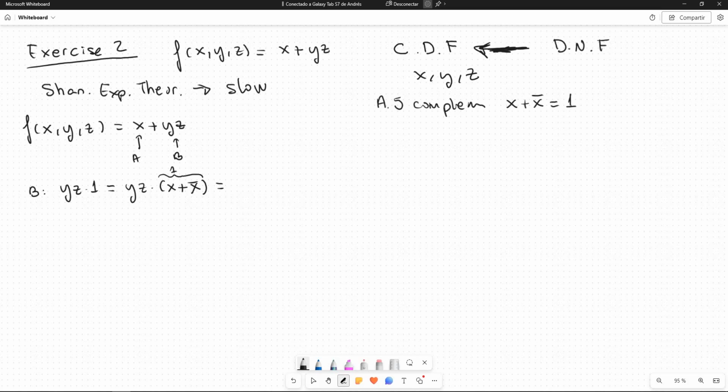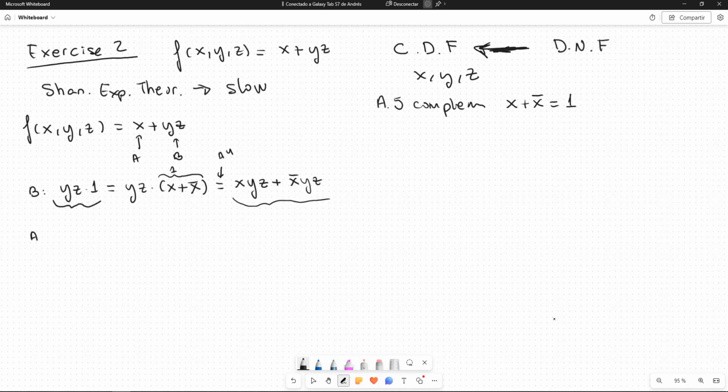And now we apply here axiom 4, that is the distributive property. Just applying the distributive property, we can go from this to this. We have an extra term. Yes, we have an extra term, but now they are minterms because we have all the variables involved. So the term B is solved.